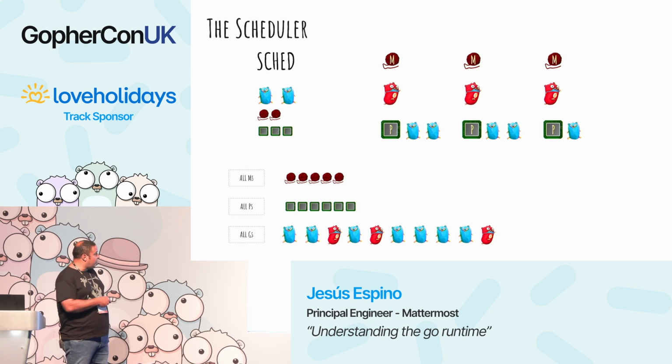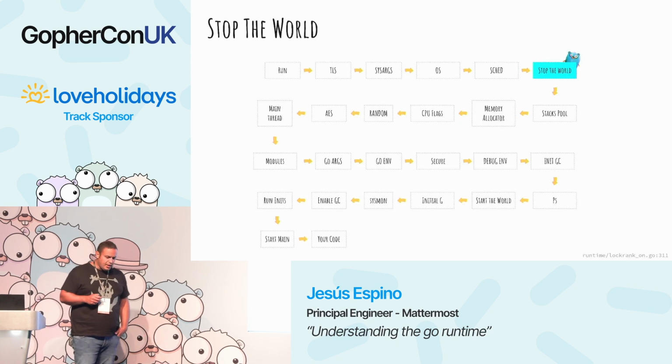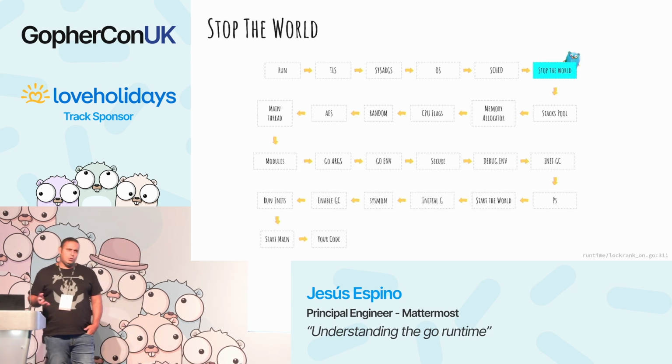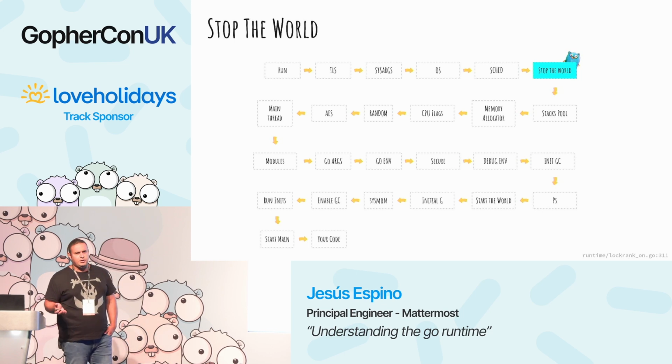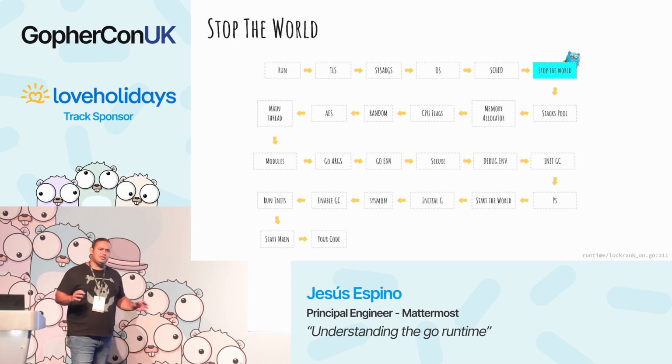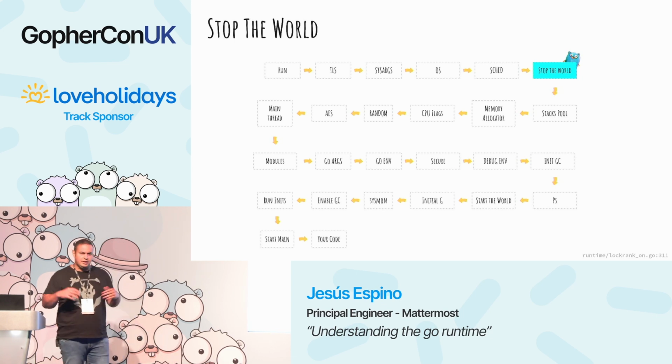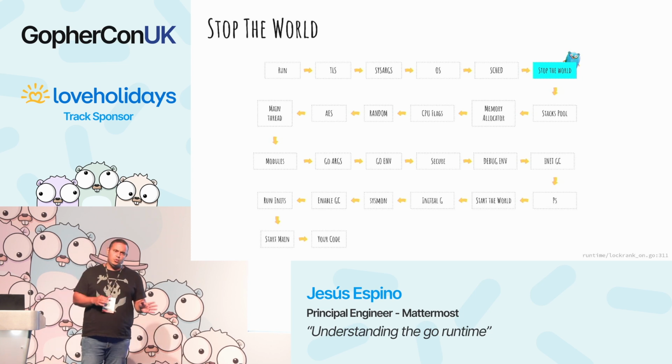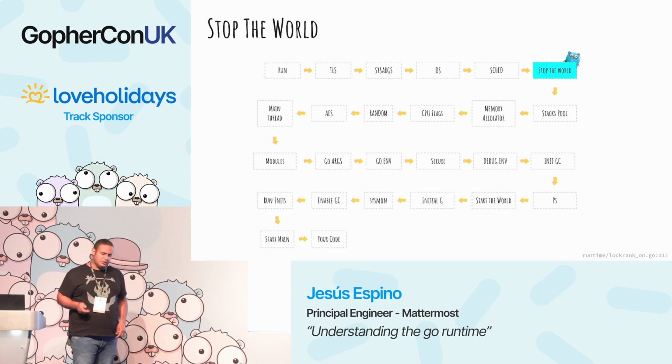Also, there are three global variables, global for the runtime, that contain all the Ms, all the Ps, and all the goroutines. And we are going to initialize all that stuff. Well, the first step is stop the world. Stop the world is a concept that is very common in garbage collectors that basically means stop everything else and let's do everything serially, without concurrency that can generate race conditions and things like that. So stop the world is the first step to ensure that everything goes smoothly during the initialization.